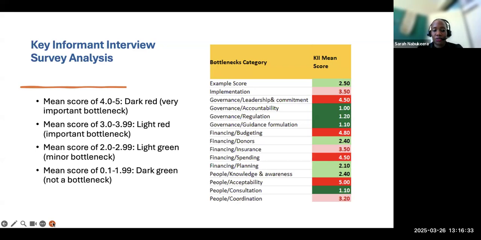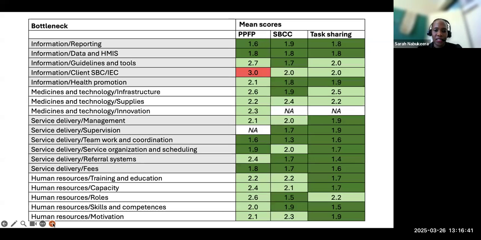Then we had one that was rated from 0.1 to 1.99, dark green, that was not a bottleneck. So as alluded by Rita, these bottlenecks were assessed across the health system building blocks, but within these blocks, we had sub-items that we measured, as you may see on the very last column that has the bottleneck. So as you see here, these were results from the key informant interview survey, an aggregation of these results.